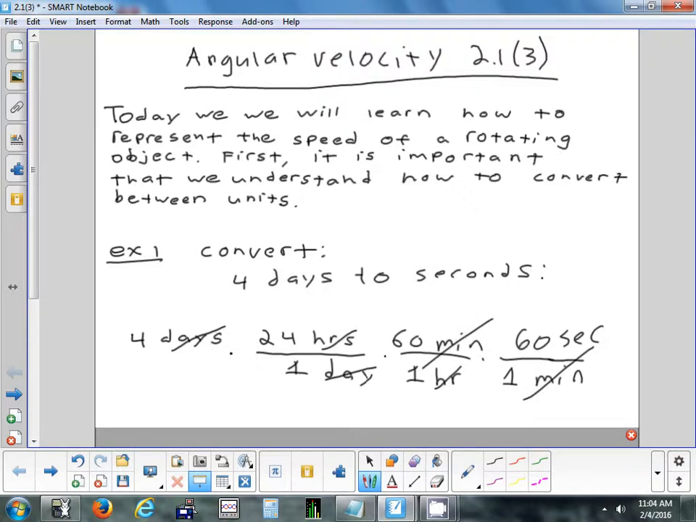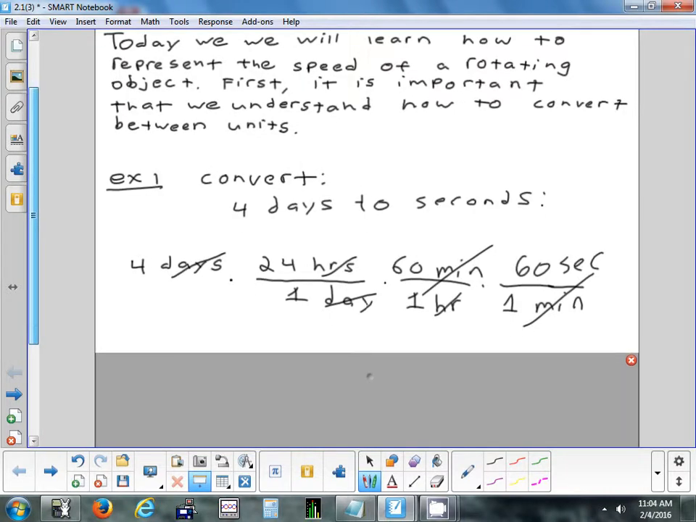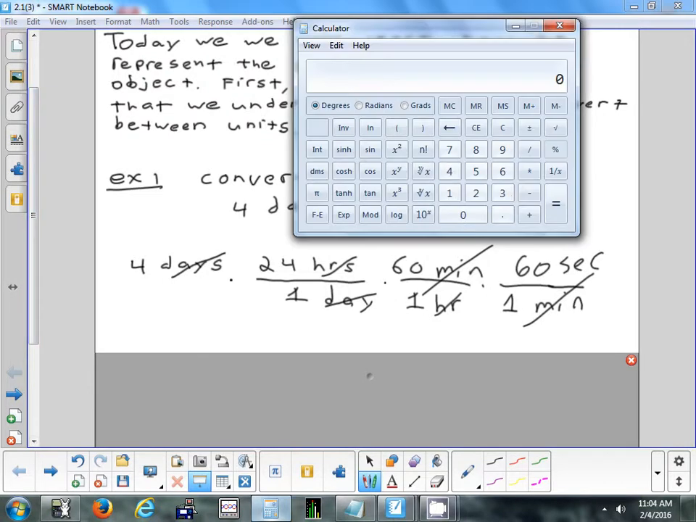Now we look back through all the units and see what we're left with. Seconds. Now these are just fractions, so we just multiply straight across. My denominator is just 1, 1, 1. That doesn't always happen, but in this case, there's no denominator. So we have 4 times 24 times 60 times 60. So there's 345,600 seconds in 4 days.